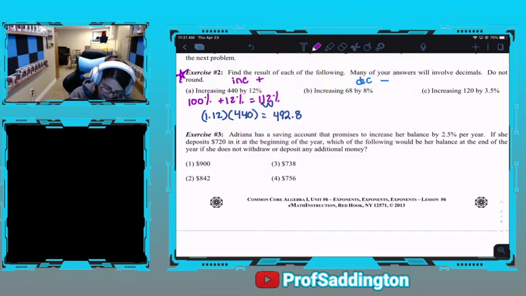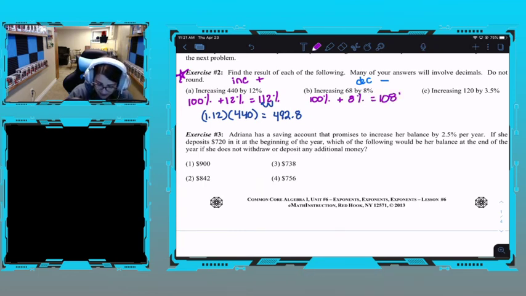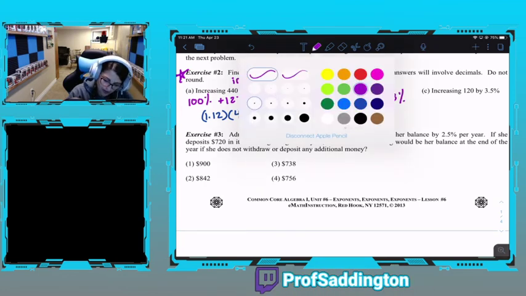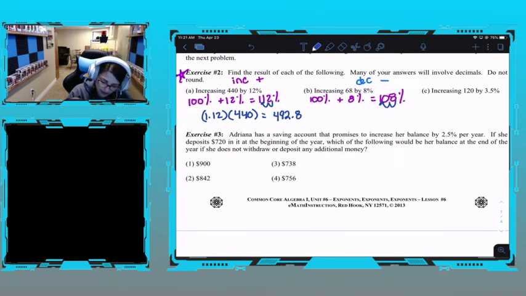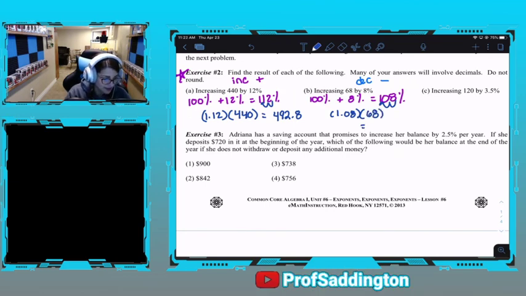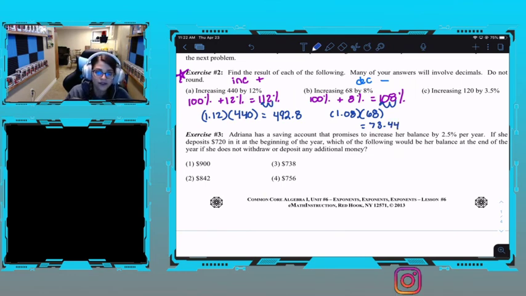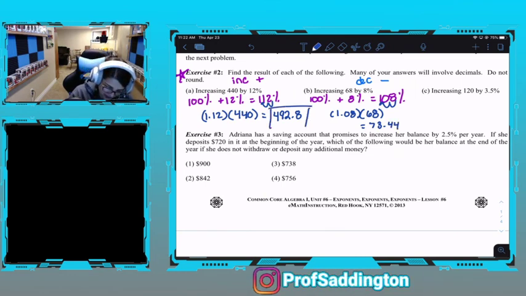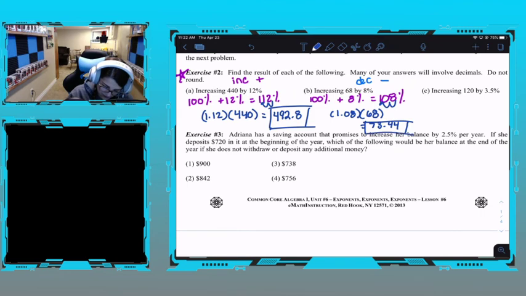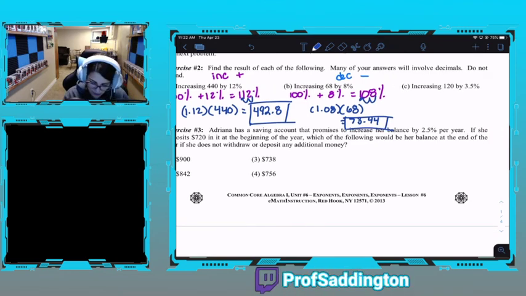All right. Next, increase 68 by 8%. So again, you would take 100% plus 8% to get 108%. We are going to move our decimal place over twice. So we're going to get 1.08 times 68 to get us a value of 73.44. I should probably box these in. There we go. And then one more.